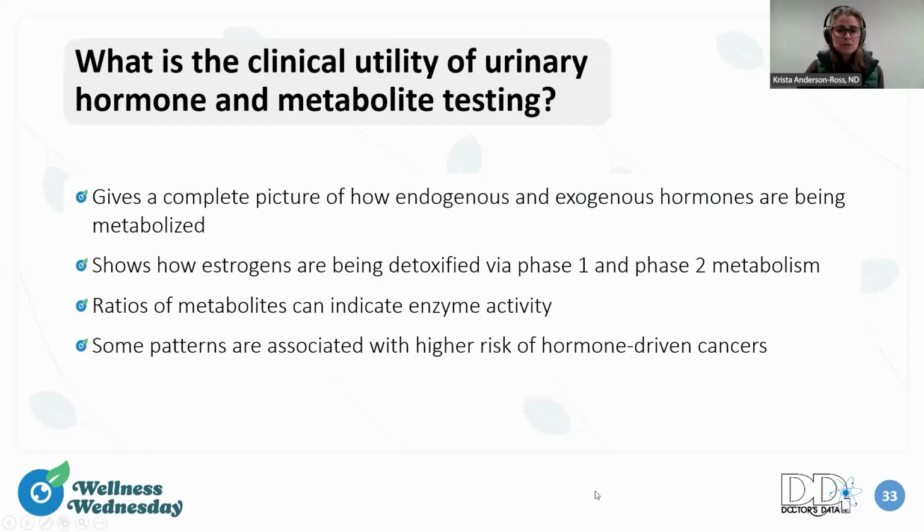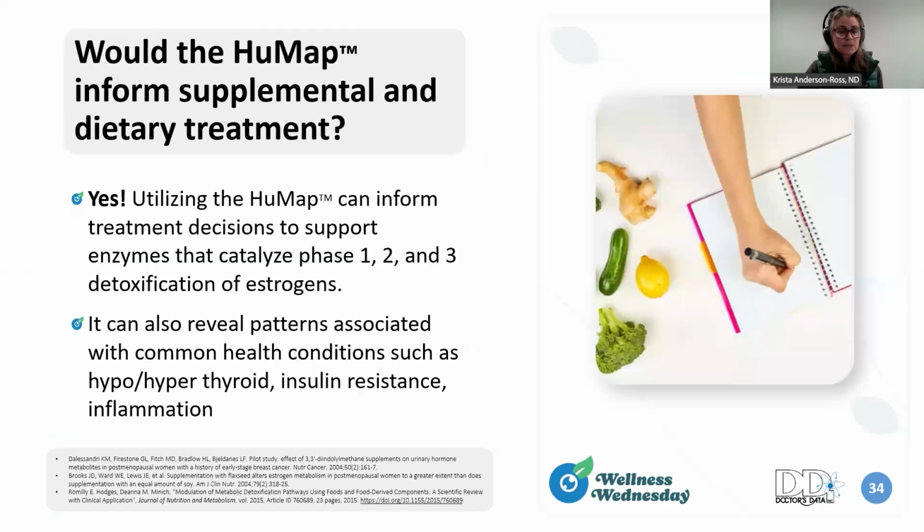Clinically, the HuMap is going to give you a window into how the hormones are being metabolized and moved out of the body. It gives you a view into phase 1, phase 2 estrogen detoxification. The ratios are going to indicate that enzyme activity, and it's going to allow you to see certain patterns of imbalance that are associated with higher risk of hormone-driven cancers.